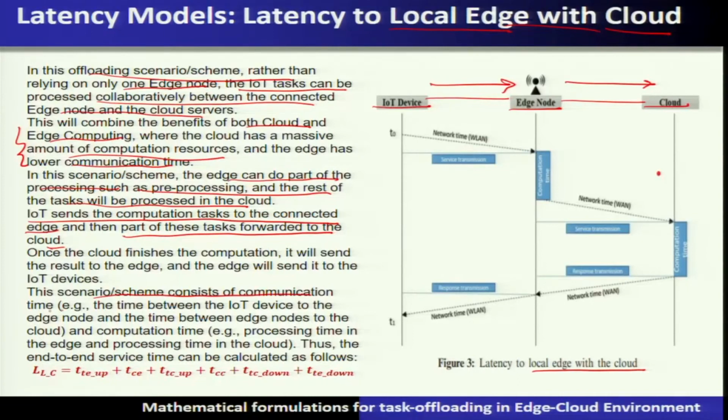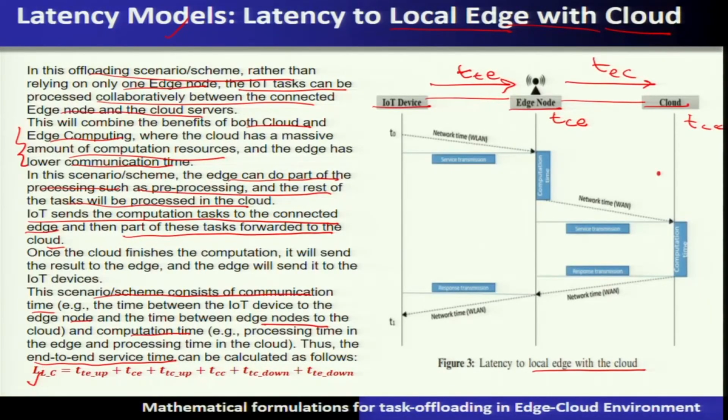So this scenario consists of communication time, that is the time from IoT to the edge node and the time from edge node to the cloud. These are the two different communication delays. Then there is computation time, that is the processing at the edge, and the processing time computing at the cloud, TCC. So if you sum them, the total end to end service time, which is nothing but the latency in this model, will be calculated as follows.